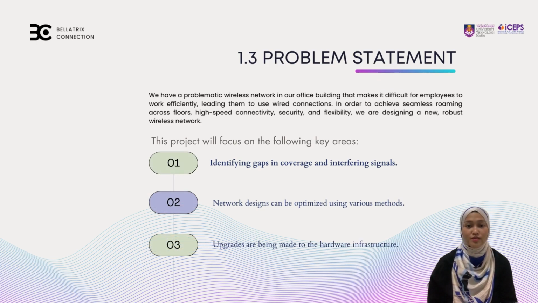Okay, 1.3 problem statement. We have an issue with the wireless network in our office building, which causes employees to use wired connections. With a new robust wireless network, we can achieve seamless roaming across floors, high-speed connectivity, security and flexibility. The project will focus on the following key areas. We have 3. Number 1, identify gaps in coverage and interfering signals. Number 2, network design can be optimized using various methods. The last one is upgrades to be made to the hardware infrastructure.